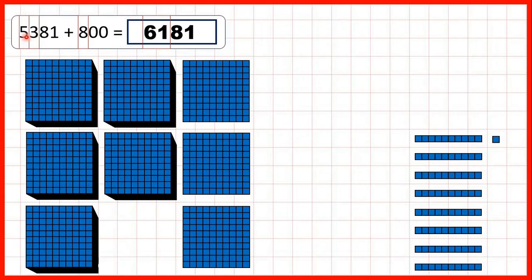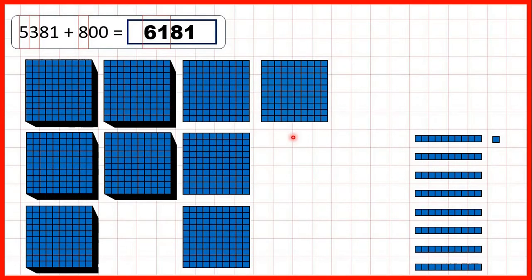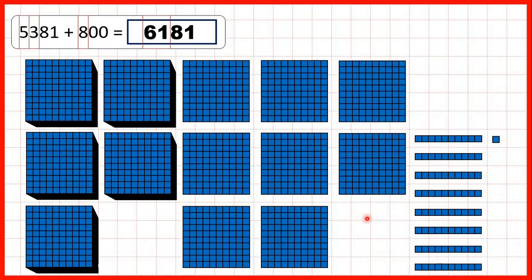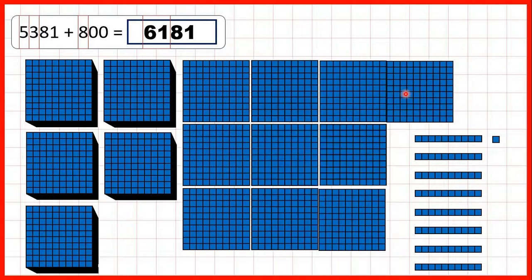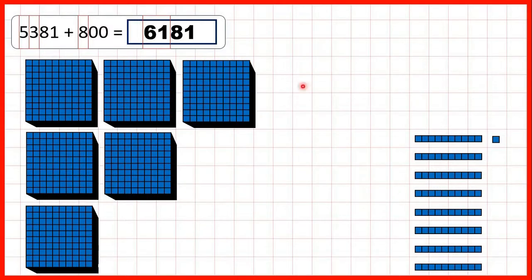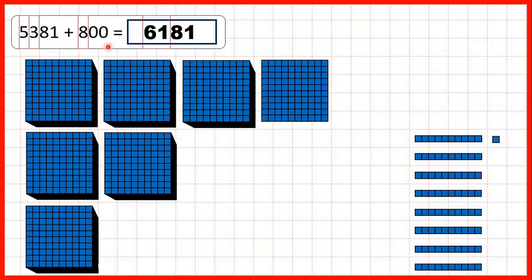Now we start with 5,381 and we need to add 800. So if we add 1, 2, 3, 4, 5, 6, 7 hundreds, we now have 10 hundreds, so we can exchange those for one extra thousand. And then, because we've only added 7 hundreds, we need to add one more hundred, so that we've added 8 hundreds altogether. So that's why, in our answer, we now have 6 thousands and 100, and of course the 8 tens and 1 one have stayed the same.